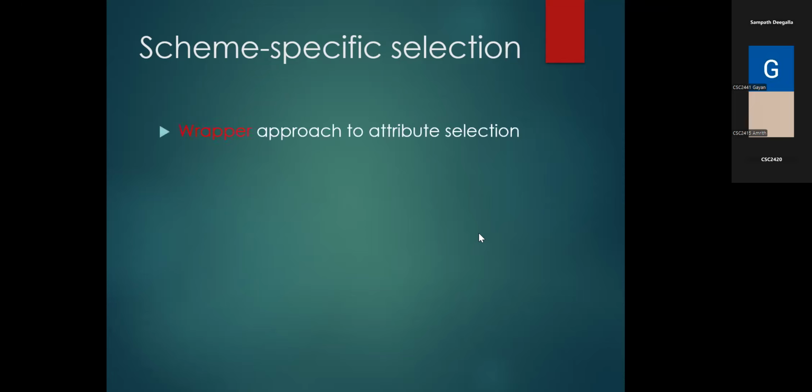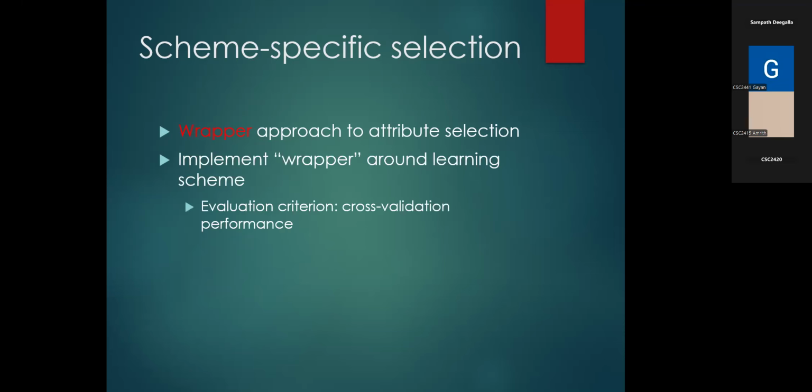Okay, the second type we call the wrapper method. Earlier we discussed the filter method. In the wrapper method, we actually use a particular machine learning algorithm. So we can use a particular machine learning algorithm, and we can perform, for example, cross validation, and then we can evaluate.